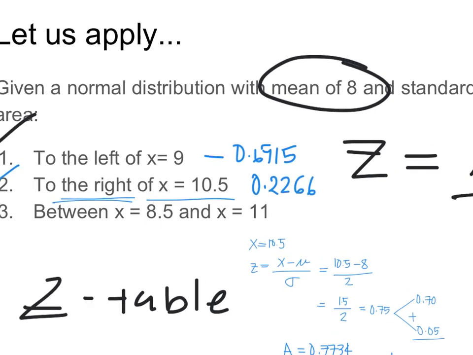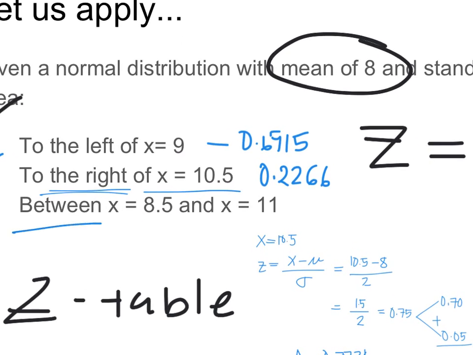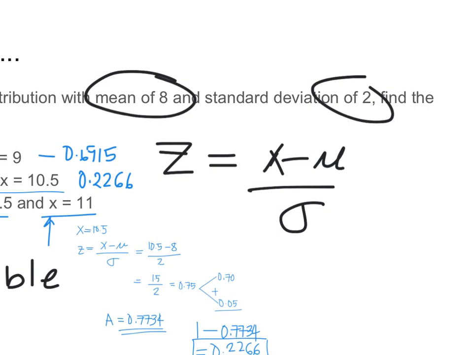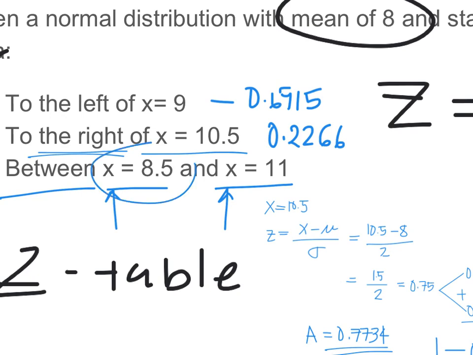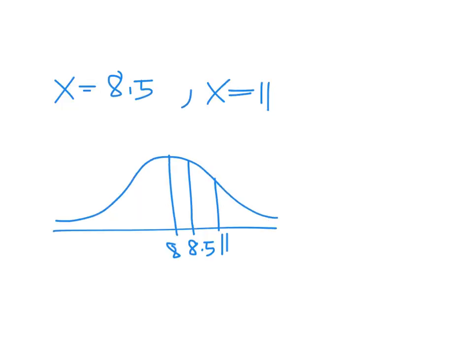0.2266. Area in between, something that we have done in the previous problem. You are still given two numbers, but this time they are written as x. So again, you have to find their z-score counterparts. Okay, so let's take note. The x concerned are 8.5 and 11.